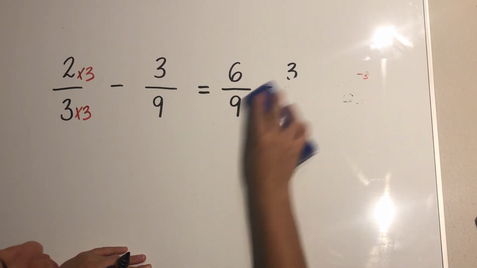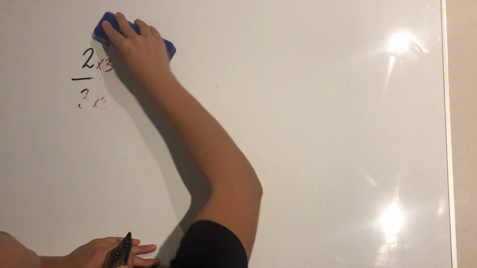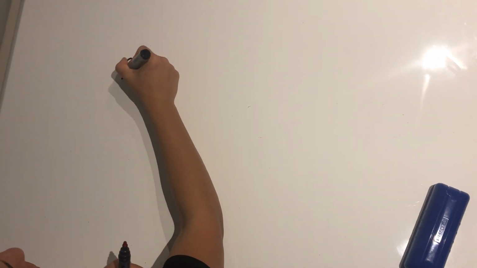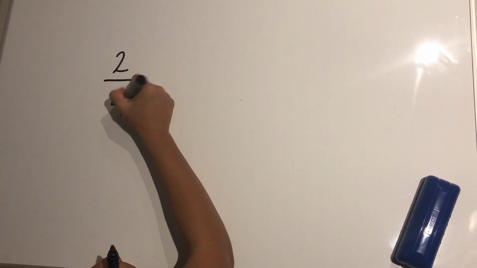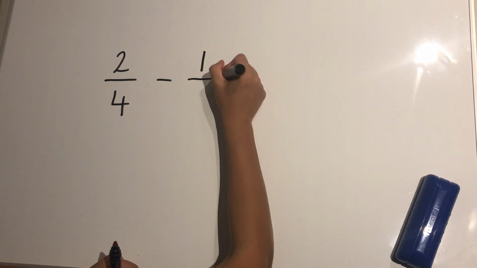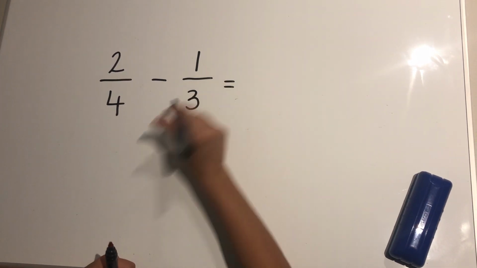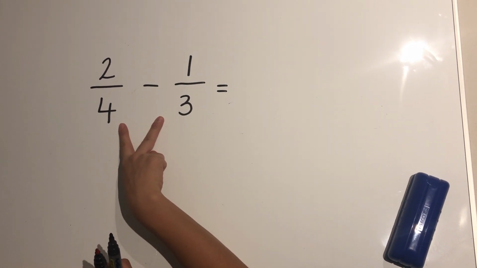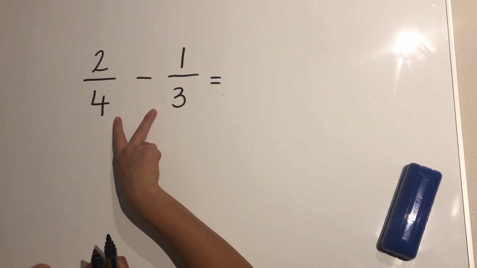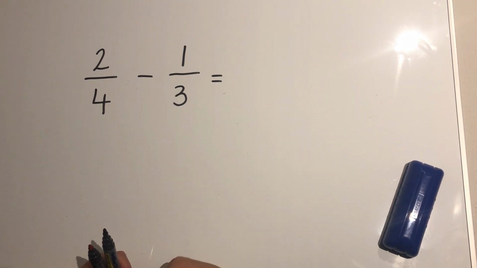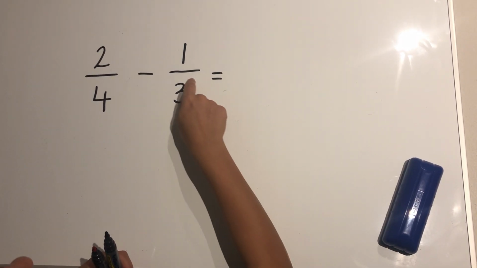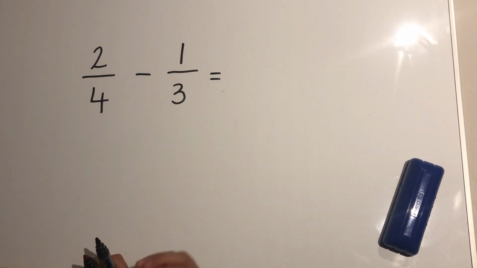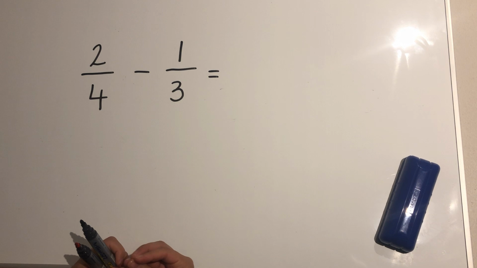Let's do one final one together. 2/4 subtract 1/3. Check, are our denominators the same? No. Let's find our lowest common multiple to create our new denominators. So remember the trick that I said, check, does the smaller number go into 4? So can we multiply 3 by a number to get to 4?